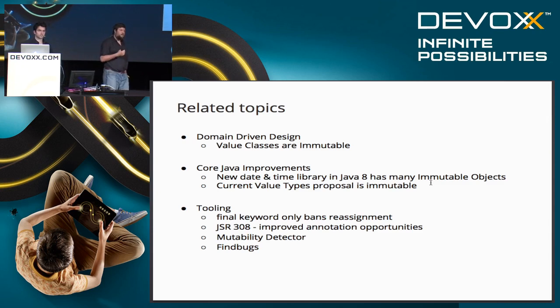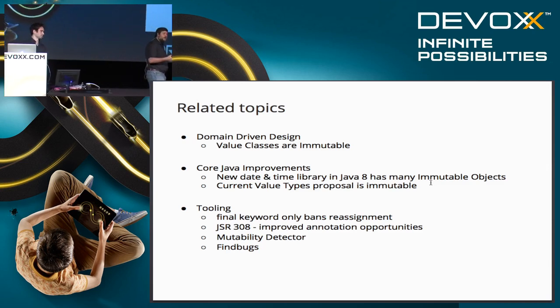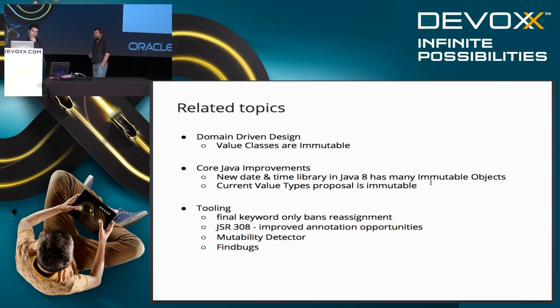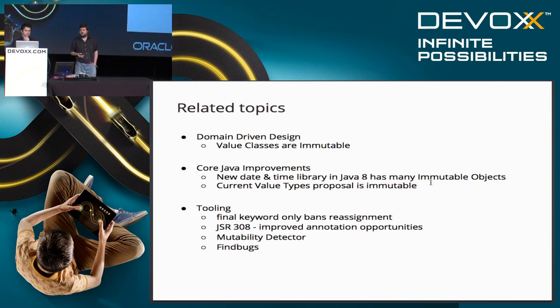JSR 308 allows you to put annotations anywhere there was a type, and that means anywhere, and it might look a bit crazy. But this also gives improved opportunity for people to write annotation processors, and a couple of the people from MIT have shipped ones which give you really, really good, concise checking of immutability. There's also a project on GitHub called Mutability Detector, which lets you write tests which say, hey, check that this class genuinely is immutable. And there's always good old FindBugs, which you can say, hey, we'll annotate this class as being immutable and FindBugs will raise an error if it's not.